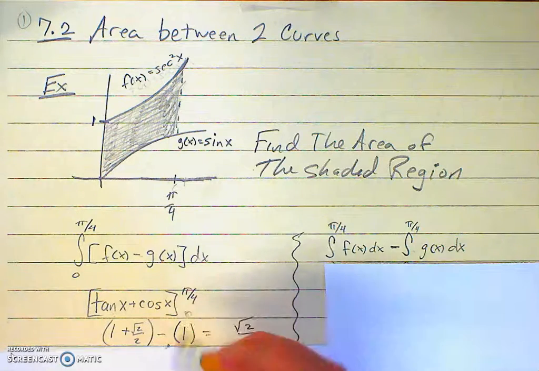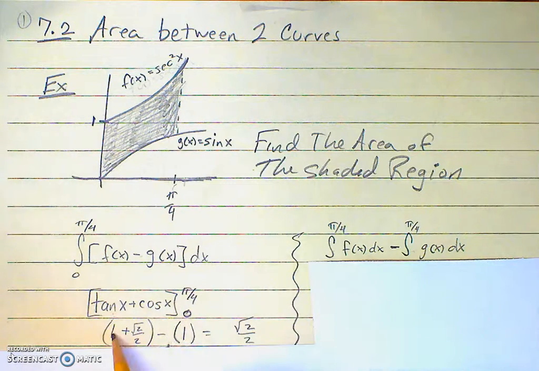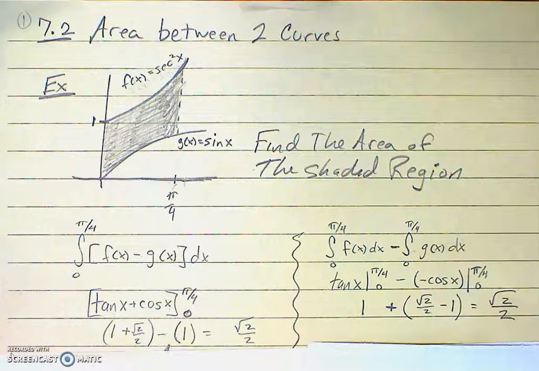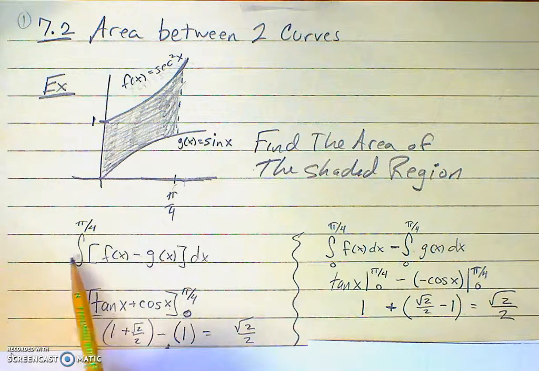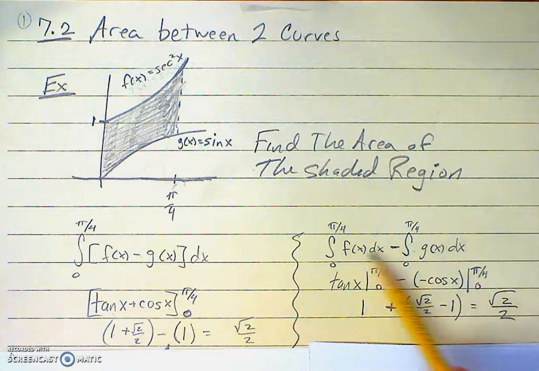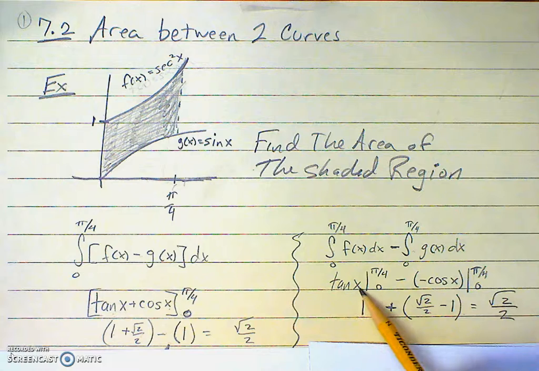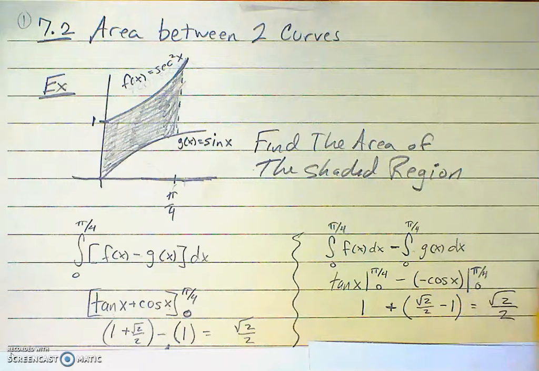Tangent of pi over 4 is 1. Cosine of pi over 4 is square root of 2 divided by 2. Minus tangent of 0 is 0, plus cosine of 0 is 1, so it's minus 1. We're just left with root 2 over 2. If we look at just essentially distributing this integral and dx to each function, you end up getting the exact same thing. Tangent of x evaluated at pi over 4 to 0 minus negative cosine, which of course is plus. You get the exact same answer.